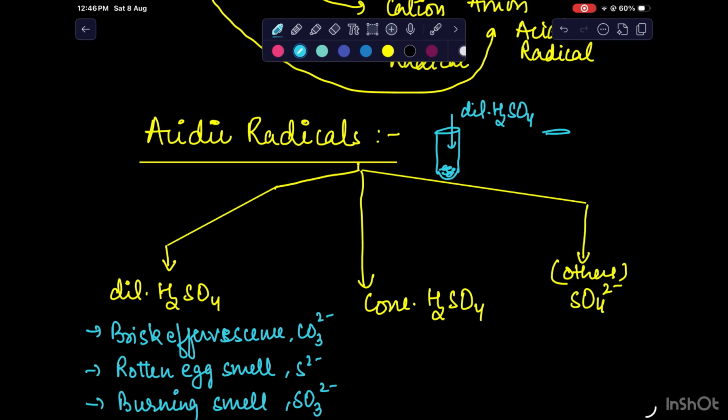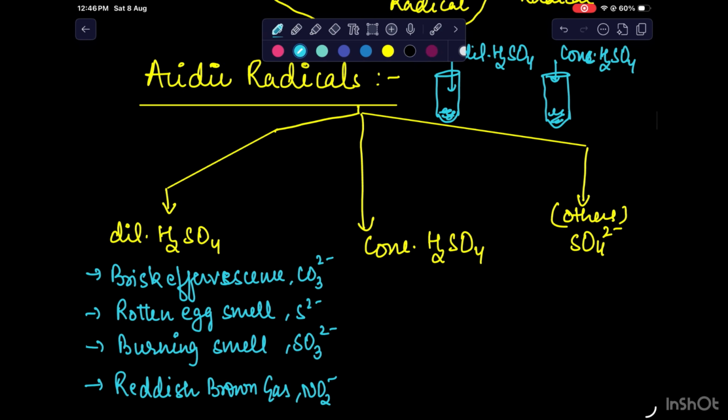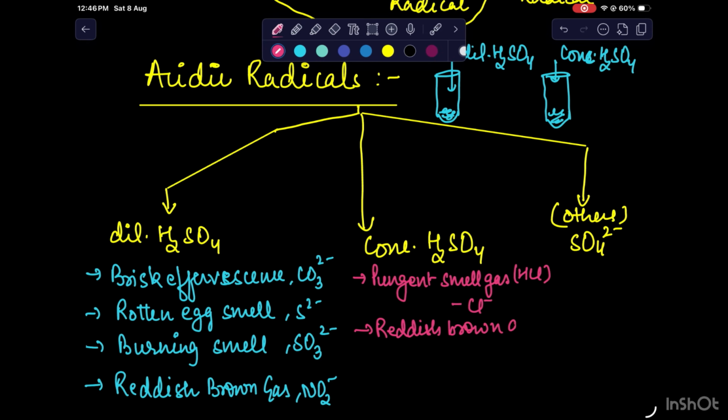If it does not respond to dilute H2SO4, we'll take a fresh test tube, add salt and then add concentrated H2SO4. Remember, we don't have to add this concentrated H2SO4 in the previous test tube, right. We have to take a fresh test tube, because if you add concentrated acid to the test tube with dilute H2SO4, it will itself become dilute, right. So with concentrated H2SO4, if you observe a pungent smell, it could be chloride.